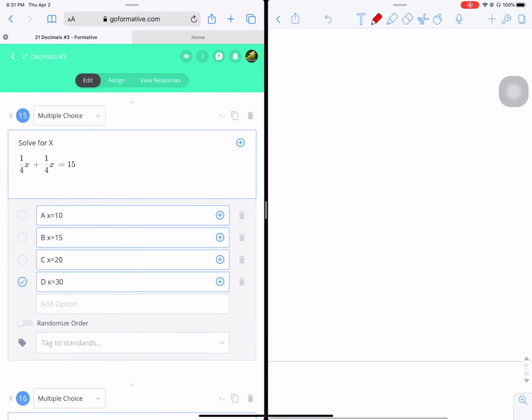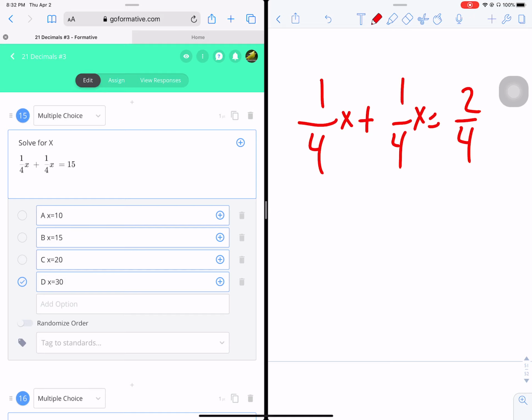Here we're going to actually solve for x. 1/4 x plus 1/4 x. Just remember how to do fractions. 1/4 plus 1/4. The bottoms do not add, but the tops do. So 1 plus 1 is 2. These go together because they both have the same variable. They both have x. So really you have 2/4 x equals 15.